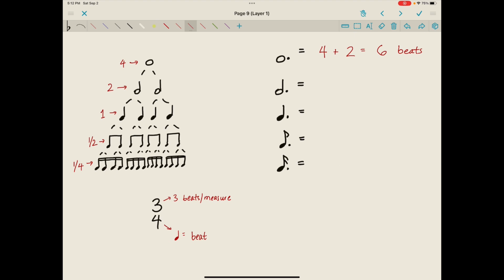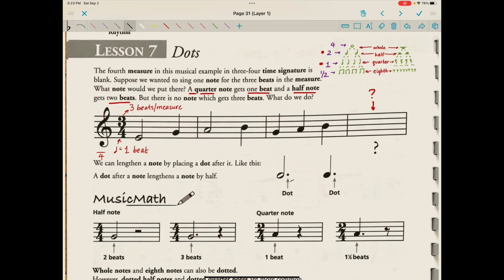Well, in this time signature, a half note alone will already get 2 beats. And then the dot that follows that note will be worth half of the note value. So half of 2 is 1. So 3 beats. Perfect. There's our winner. So we can take that dotted half note and put it right in this measure here. And that's all we'll need to complete this measure.